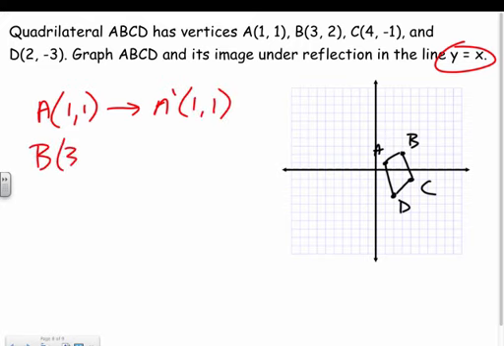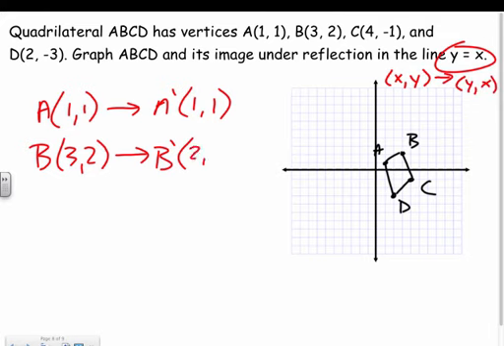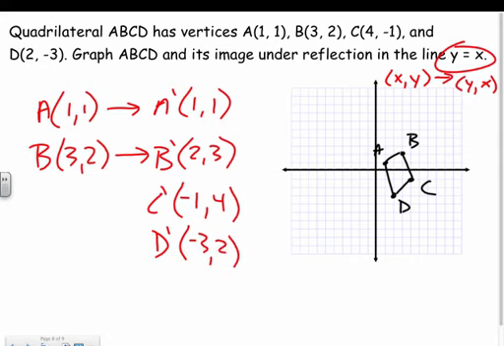Let's do B. That may help see a little better. So 3, 2. So that means B prime, the new point. Well, for the y equals x, all that happens is the x and the y just switch spots. So that becomes 2, 3. And so quickly, C prime would be -1, 4, switches spots, and D prime would be -3, 2. And then we just graph all those. So 1, 1 for A prime, 2, 3 for B prime, and then we've got -1, 4 for C prime, and -3, 2 for D prime.